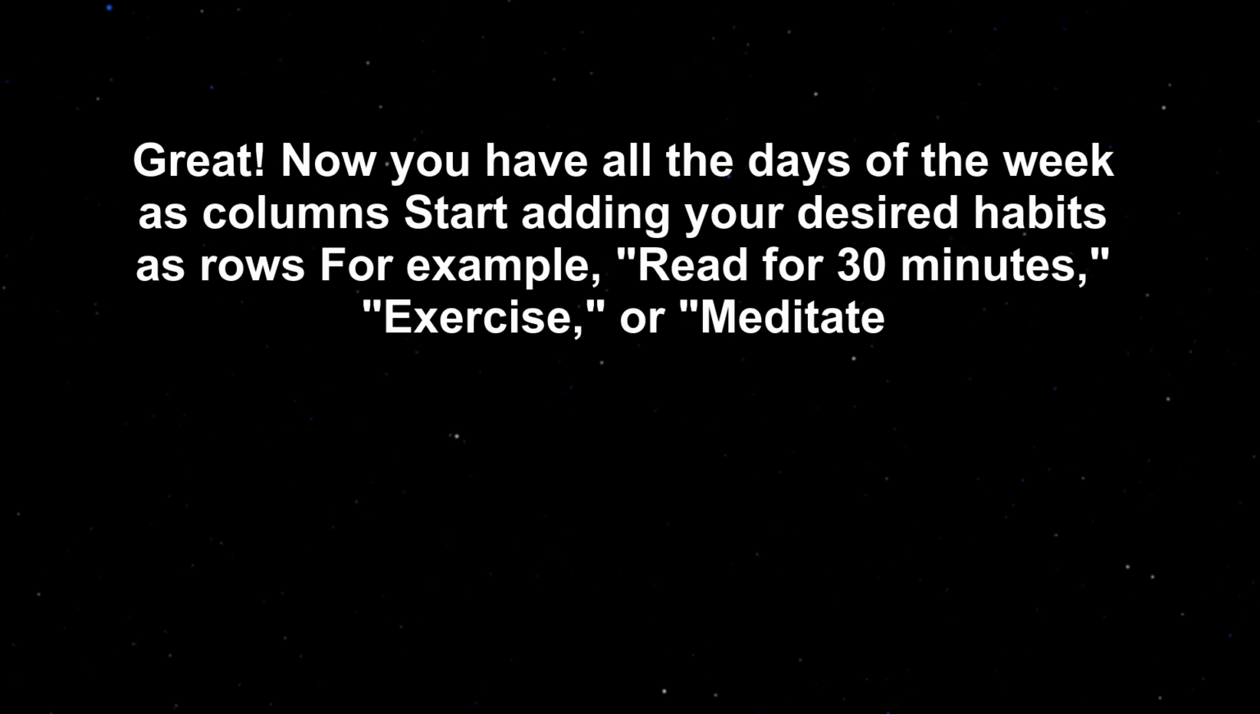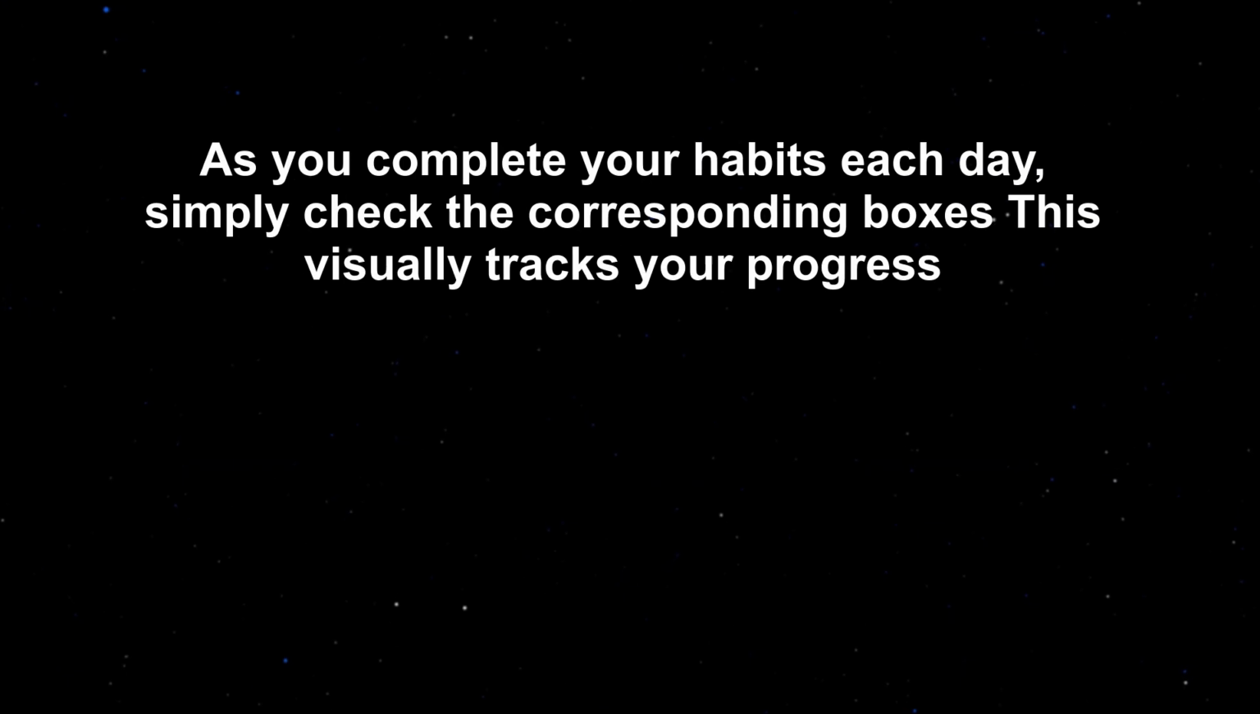Start adding your desired habits as rows. For example, read for 30 minutes, exercise, or meditate. As you complete your habits each day, simply check the corresponding boxes. This visually tracks your progress.